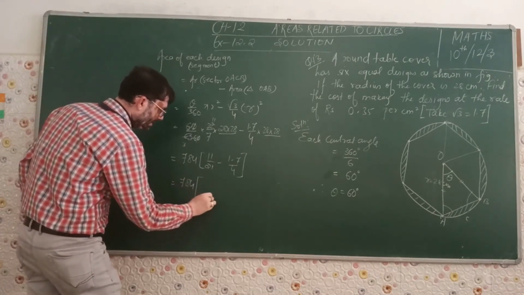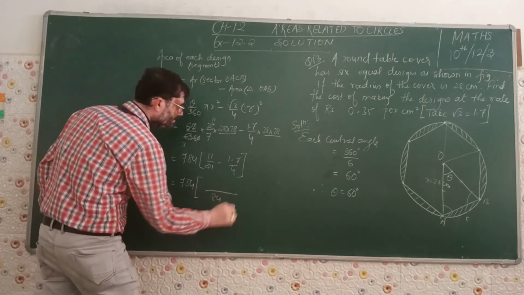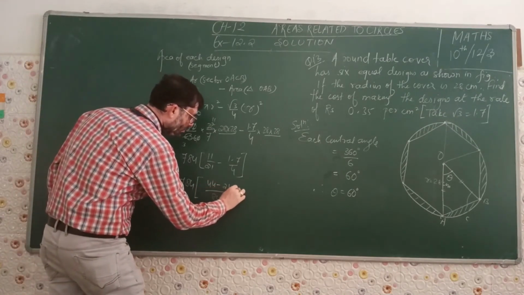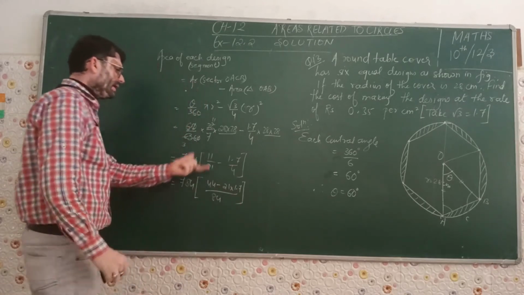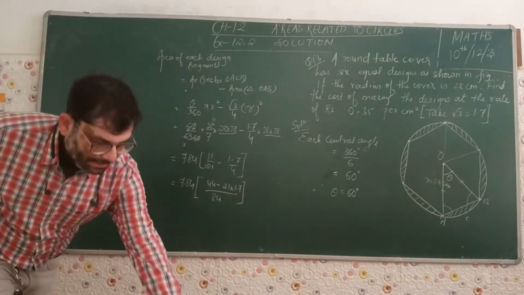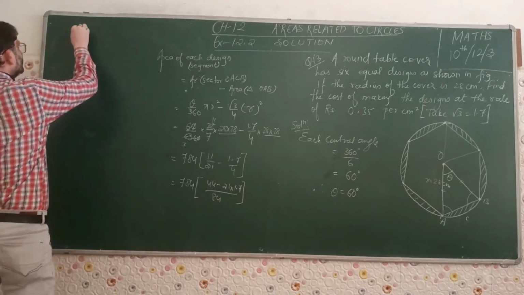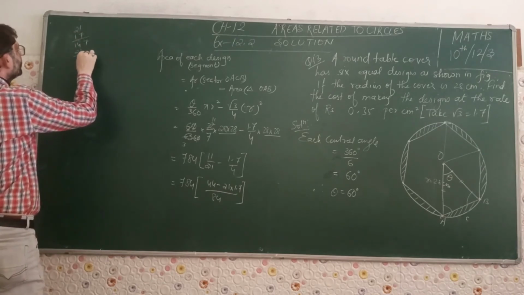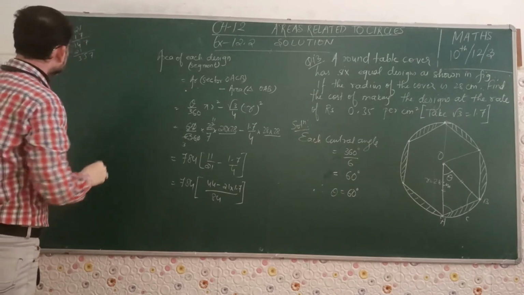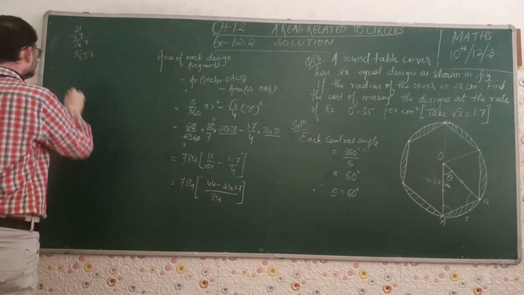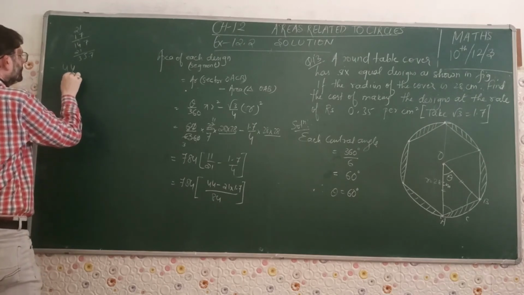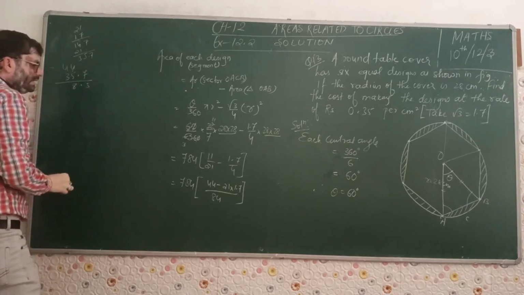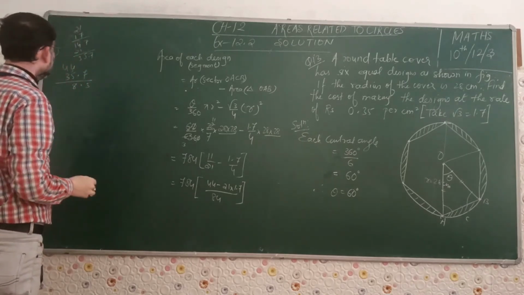So this is 784, LCM is 84. 44 minus 21 into 1.7. Let us calculate it somewhere in the rough: 21 into 1.7, that is 35.7. Subtract 44 minus 35.7, this is 8.3, divided by 84, keep as it is.